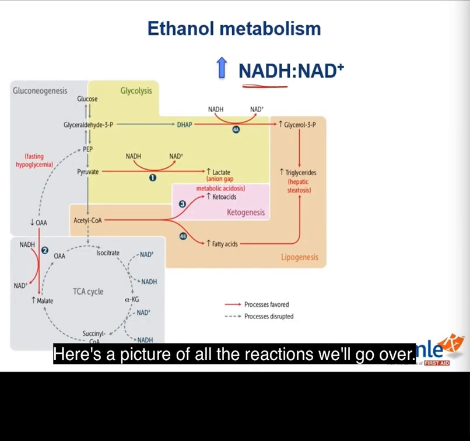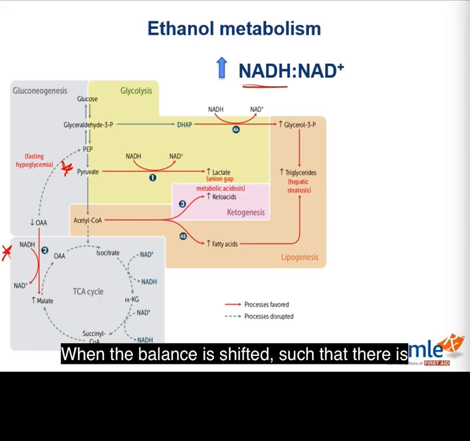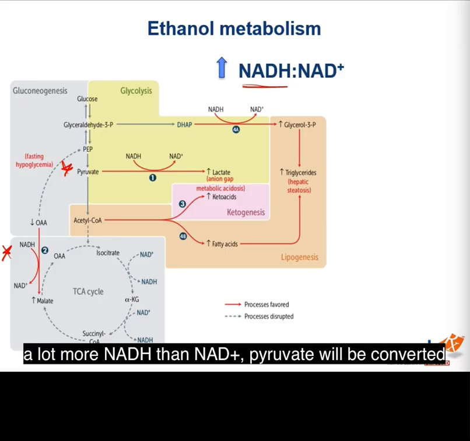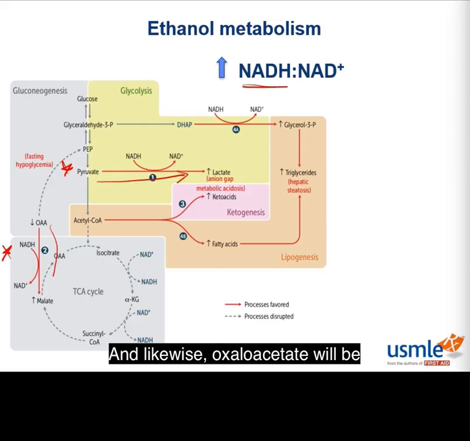Here's a picture of all the reactions we'll go over. The two main reactions are the interconversion of pyruvate to lactate and of malate to oxaloacetate. When the balance is shifted such that there is a lot more NADH than NAD, pyruvate will be converted to lactate to consume some of this excess NADH. And likewise, oxaloacetate will be converted back into malate. So basically, we're depleting the cell of pyruvate and oxaloacetate.